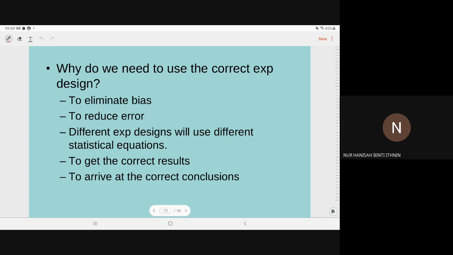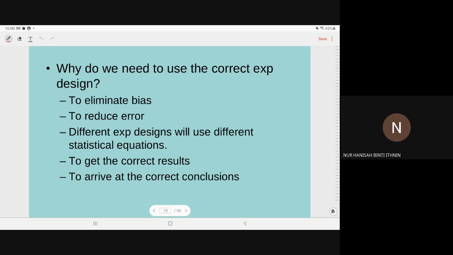For example, if it is a randomized block design, then the randomization is more limited. So when there is a more limited degree of randomization, then there is a higher degree of bias and error. But the statisticians have incorporated this within the equations that they use for calculating the sum of squares and everything.